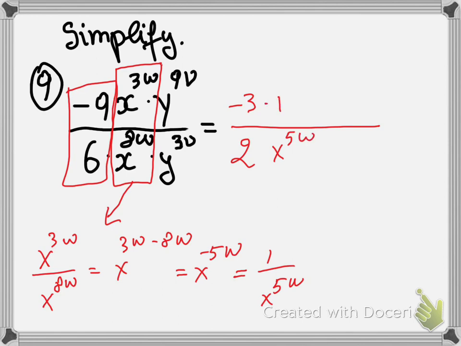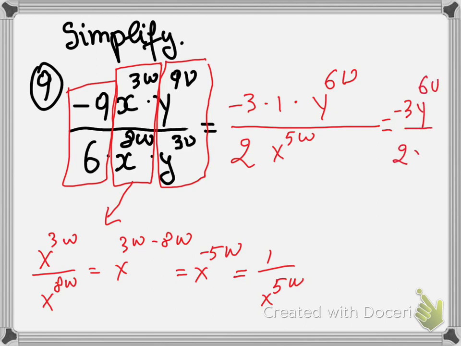So times 1. And then 9v and 3v are the exponents of the other powers. So that will give us y to the 9v minus 3v, 6v, which will simplify into negative 3 y to the 6v over 2 times x to the 5w.